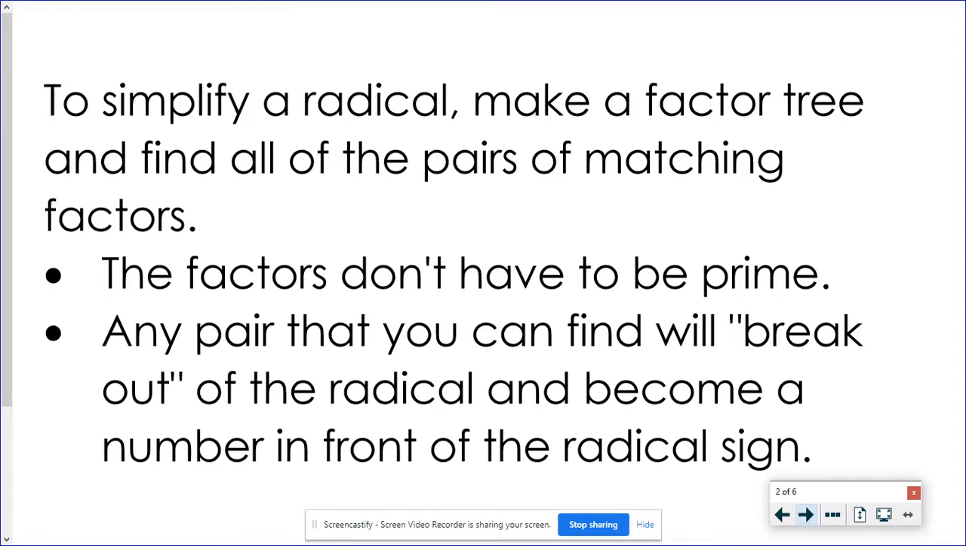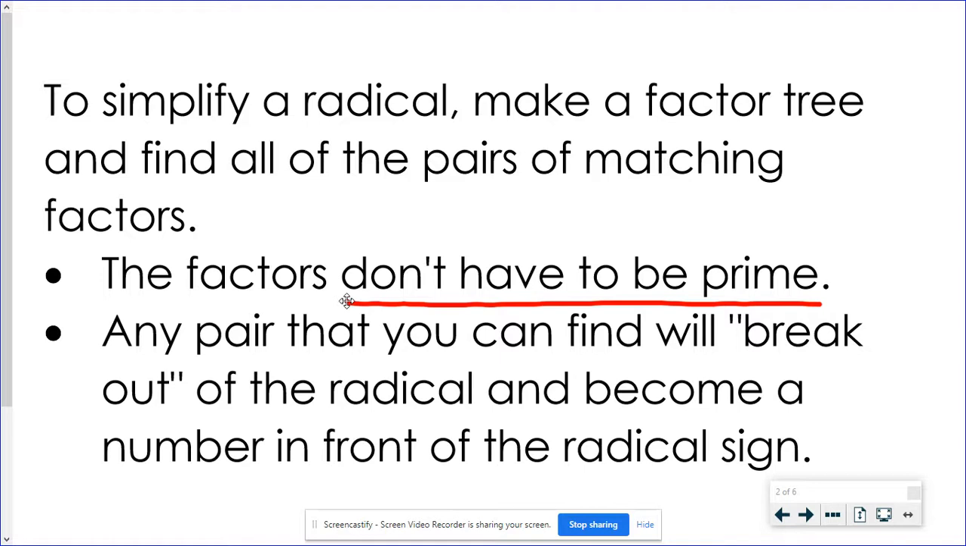So the way that we are going to simplify radicals, there's more than one way to do this. But the way that we're going to simplify radicals is we're going to make factor trees, and then we're going to find matching pairs of factors. When we did our prime factorization, I wanted you to get those numbers all the way down to prime numbers. But right now, we don't have to have prime numbers. If we can find pairs, that's good enough. We can break them all the way down into primes, but we don't have to.